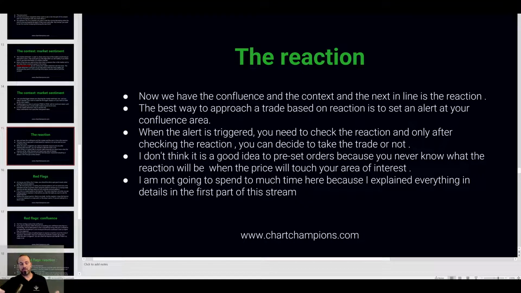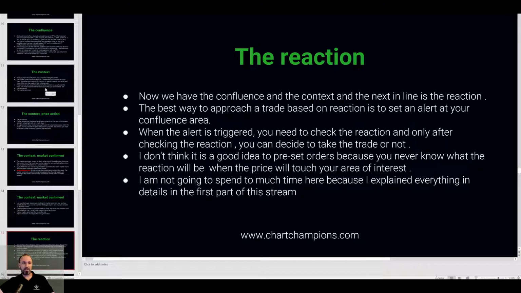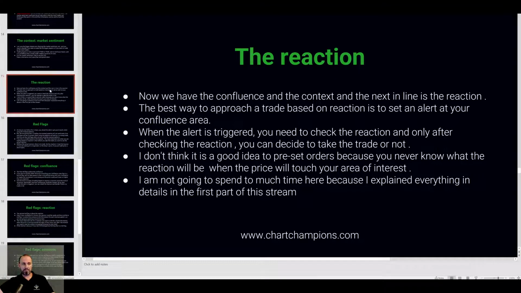So to prevent that from happening, you need to set an alert and check the reaction. If you see the reaction that you want to see, then you can take the trade. You can use the reversal pattern, and that would give you the entry and the stop loss, and take profit can be determined using additional confluences, using your TA. Okay, so those would be the three most important parts when you're building a trade: the confluence, the context, and the reaction.